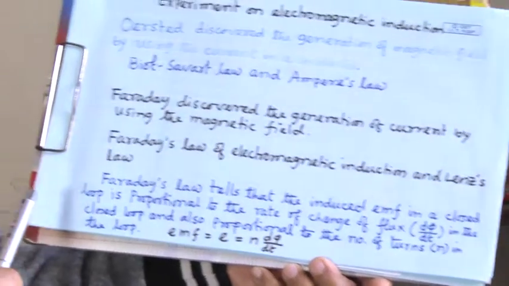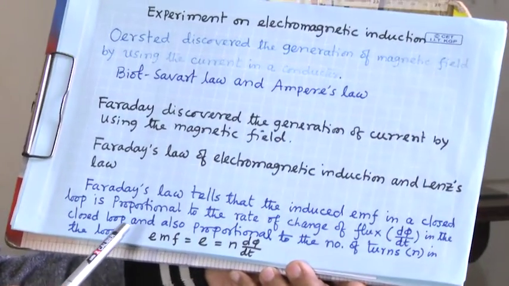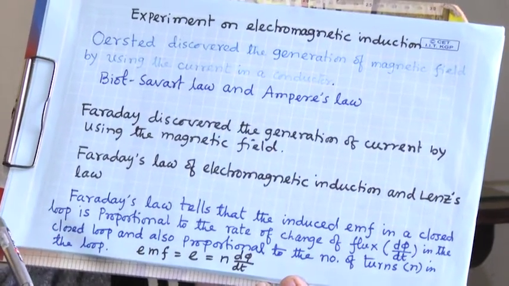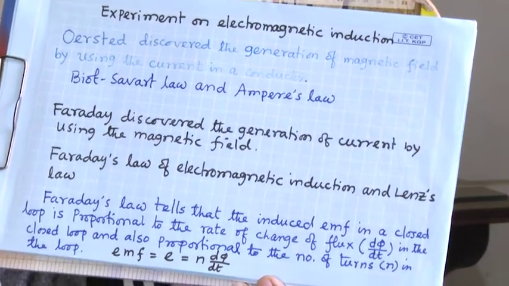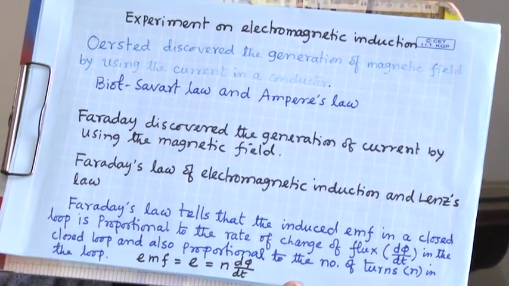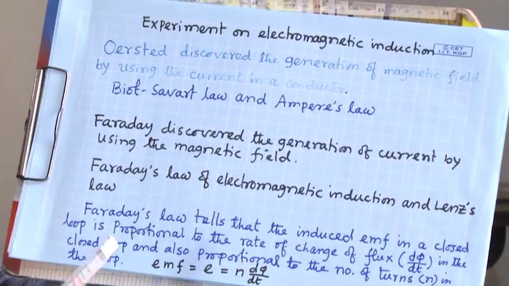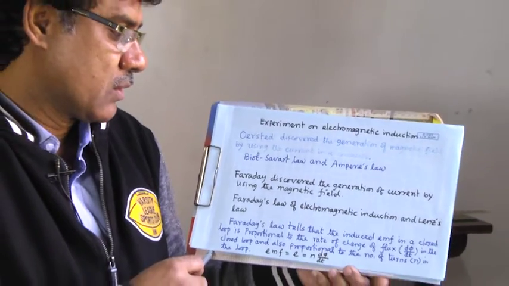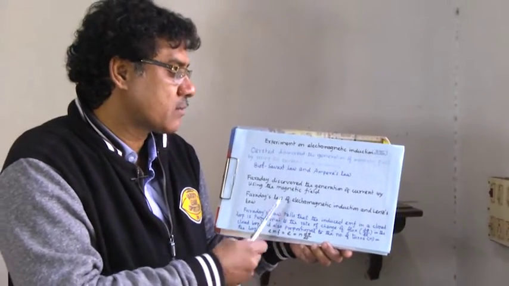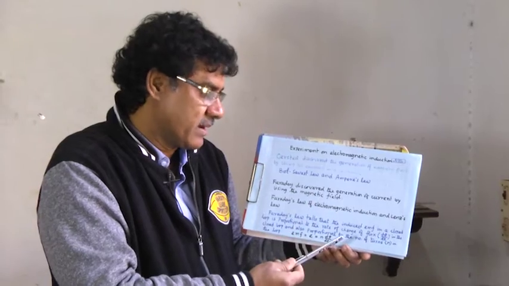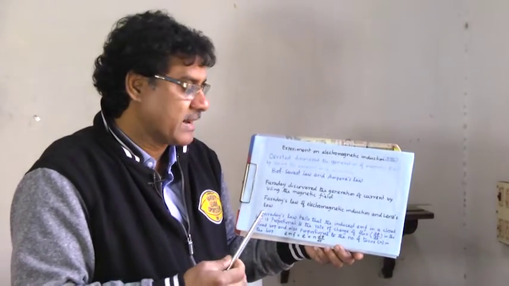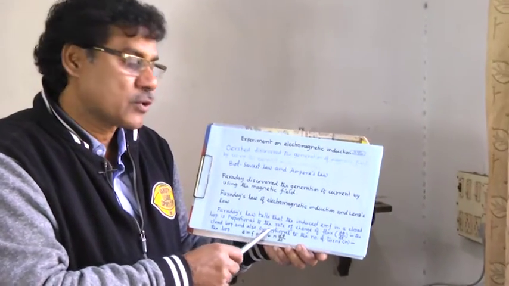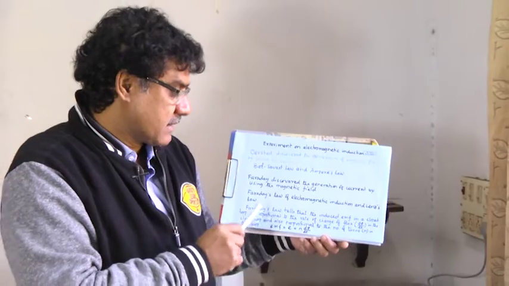Okay. So if you take a loop in a magnetic field, and if the magnetic field changes with time, then there will be an induced e.m.f. in the loop. This induced e.m.f. is proportional to the change of magnetic field, so basically the change of flux. There is a relation between the magnetic field and flux that I will tell you, and it is also proportional to the number of turns in the loop.